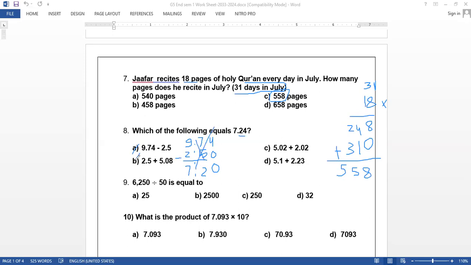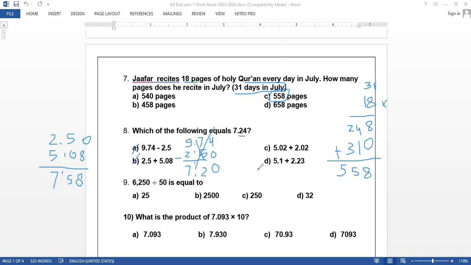I do another one. I try B. 2.5 plus 5.08. You have to concentrate. I always line up the points while I'm adding or subtracting. Here we can annex 0. 0 plus 8, 8. 5 plus 0 equals 5. 5 plus 2 equals 7. 7.58. But I want 7.24.